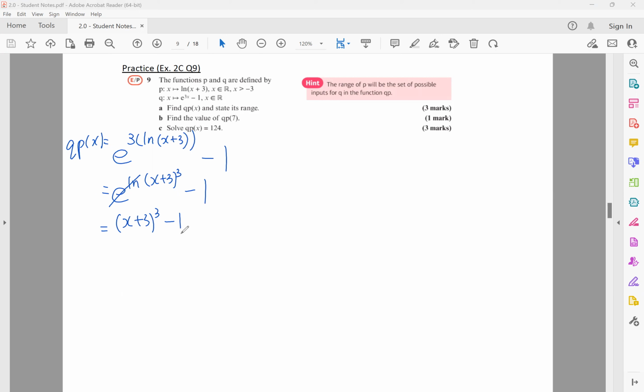To find its range, we can draw a graph to help us. Now, this is a cubic graph. If you've got the graph calculator, you can put it in. Just be mindful, x has to be greater than minus 3 because of the p. Right, so now, just a sketch. I know x cubed graph looks like this.